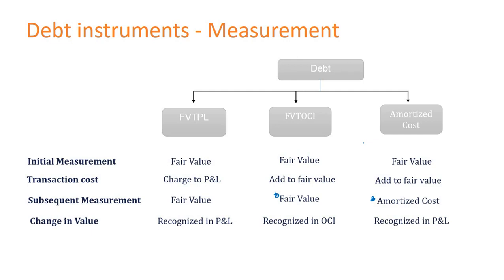Subsequent measurement: fair value through P&L is at the fair value. Fair value through OCI is at the fair value. And the final one, amortized cost, has to be the amortized cost. Where you recognize the difference: if it is fair value through P&L, it is recognized in P&L. If it is fair value through OCI, the difference is recognized in OCI. If it is amortized cost, you recognize that in the P&L.